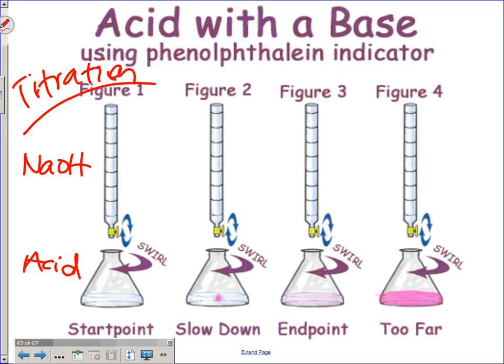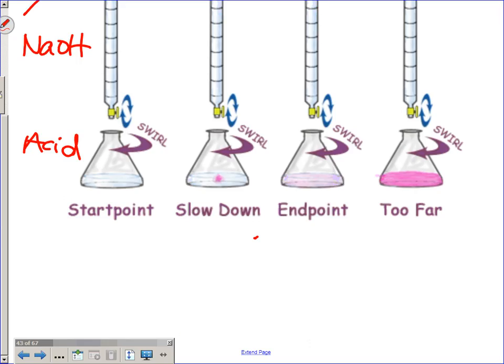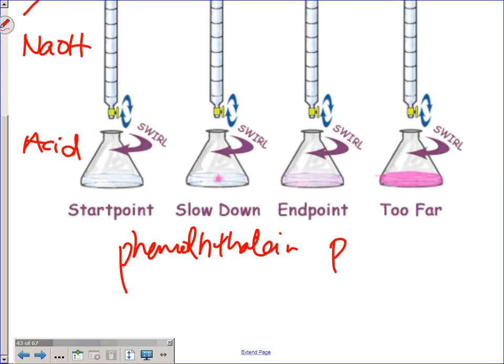So looking down here, with your flask, you see a little tiny dot of pink. That means that the indicator is starting to want to change pink. That means for this particular instance, because phenolphthalein changes at pH approximately 8. That's when it's going to go from clear to pink.